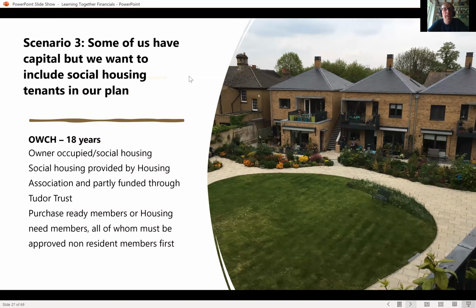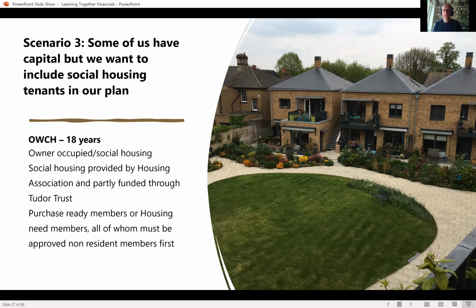Third scenario is some of us have capital, but we want to include social housing tenants, specifically social housing tenants in our plan. This is the Older Women's Co-housing project in London. It's a mix of owner-occupied properties, and then, as I say, housing association rentals. And this is quite an interesting process because the housing association manages the housing need part of it and identifies people who have the housing need.